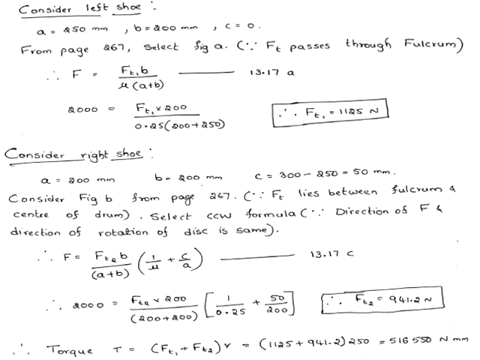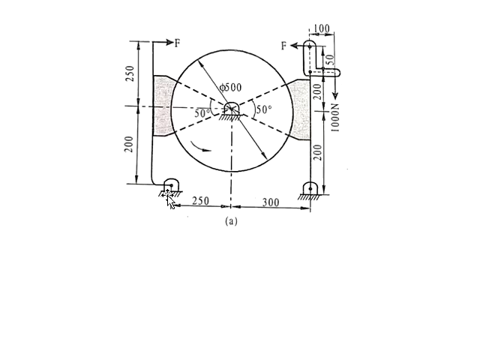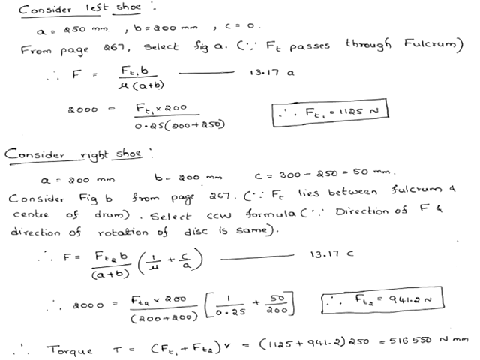First, consider left shoe. Refer page number 267. Identify whether it matches with figure A, B or C. Here in left shoe, Ft passes through fulcrum. Ft will be acting here. Ft passes through fulcrum, so it matches with figure A in data book. Therefore, F is given by Ft1b mu into A plus B. Equation number 13.17a. Calculate Ft1 here.